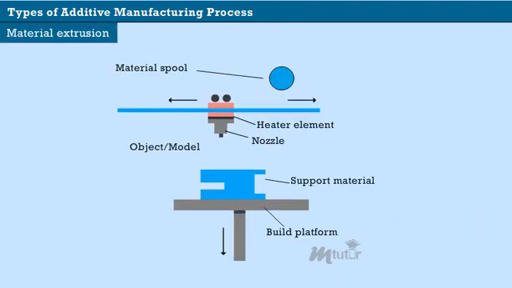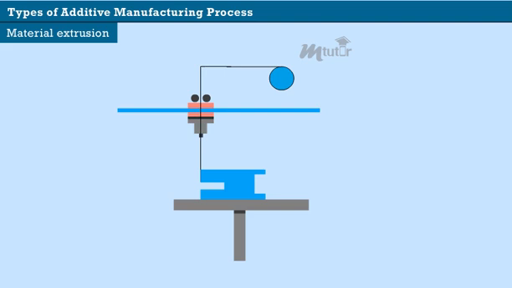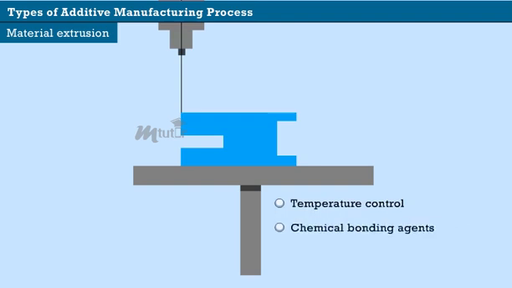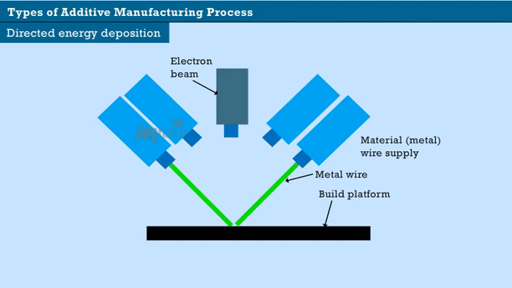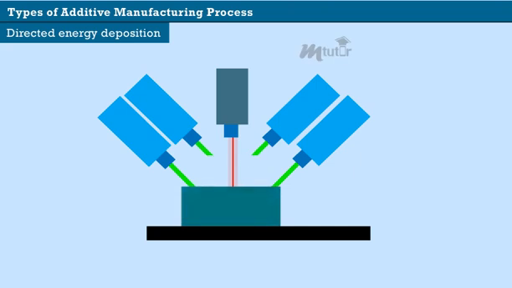Material extrusion. Spooled polymers are extruded through a heated nozzle mounted on the movable arm. The nozzle moves horizontally, while the bed moves vertically, allowing the melted material to form layers. Proper adhesion between layers occurs through precise temperature control or the use of chemical bonding agents. Directed energy deposition. In this method, material is deposited on the surface from any angle due to 4 and 5 axis machines and is melted upon deposition with a laser or electron beam.